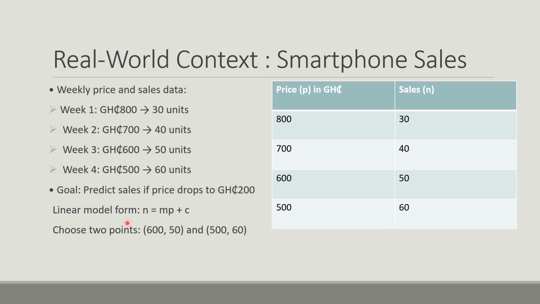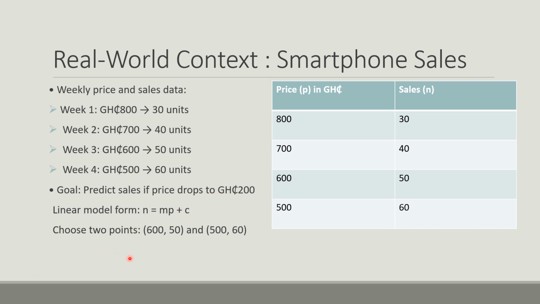It is a linear model because there is a consistent, constant change between the price P in Ghana cedis and the sales N. Good. So for this linear model, N is the sales, P is the price, and C is the constant, and it will be the maximum when the price is 0.